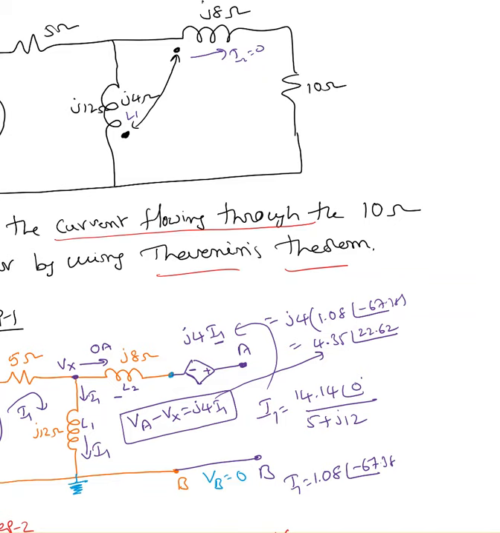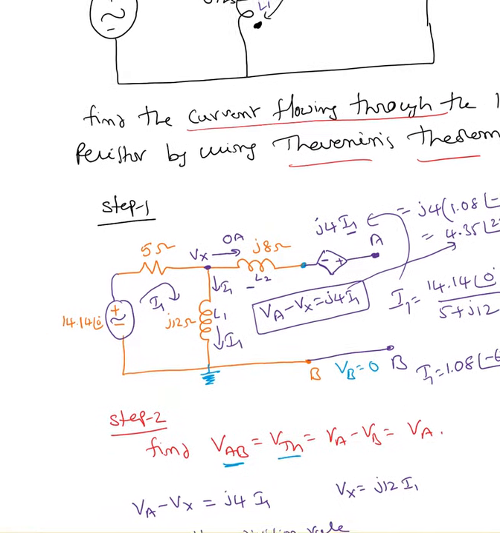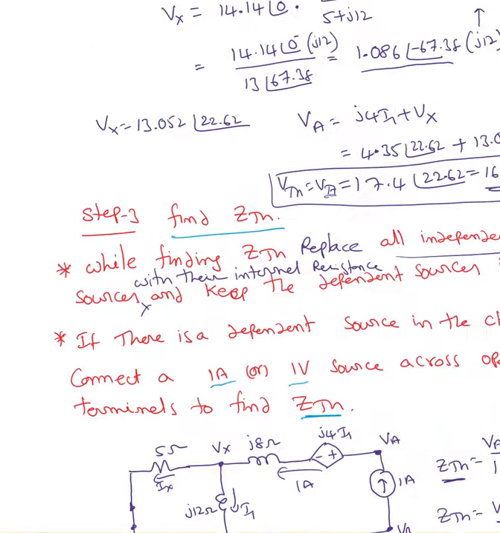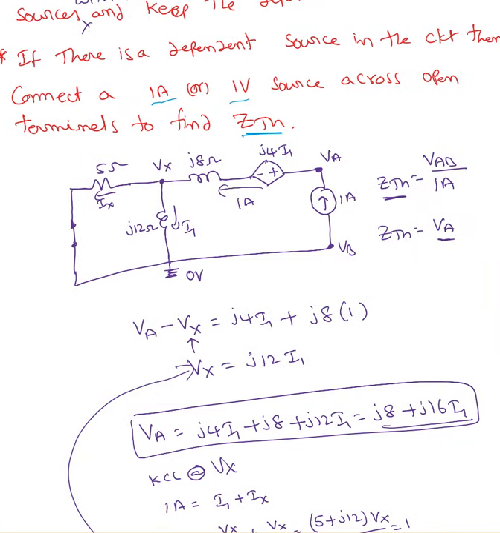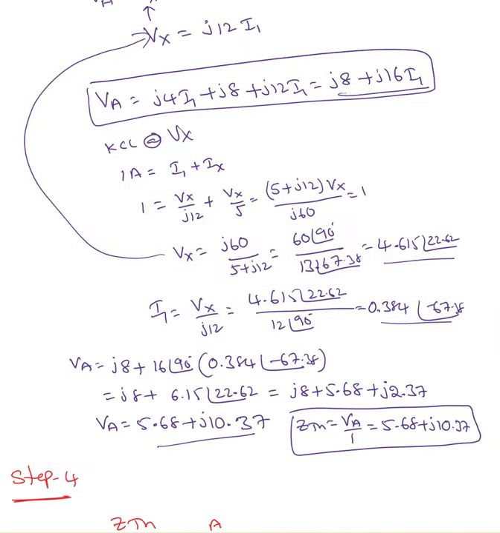Remember that, because in step 3, make sure for this J4 times I1 you indicate where that I1 is flowing. I1 is flowing in this J12 ohms. Okay, with this I'm done solving this example.